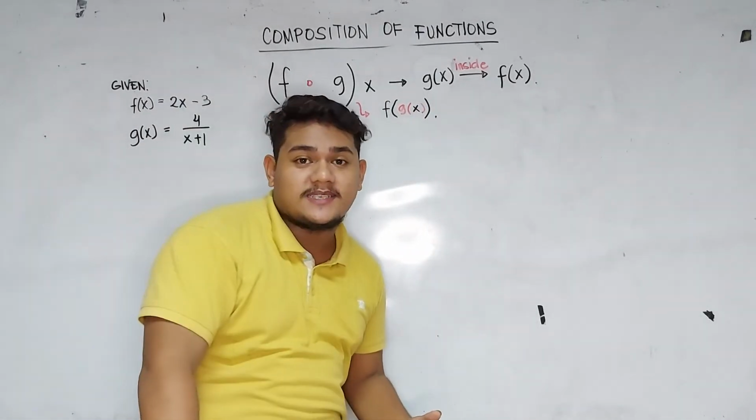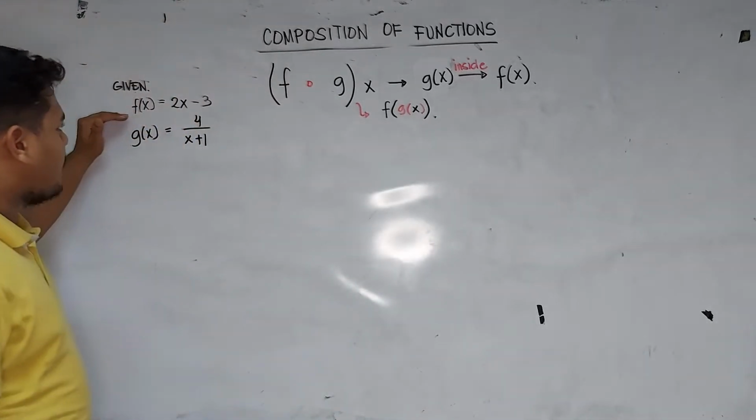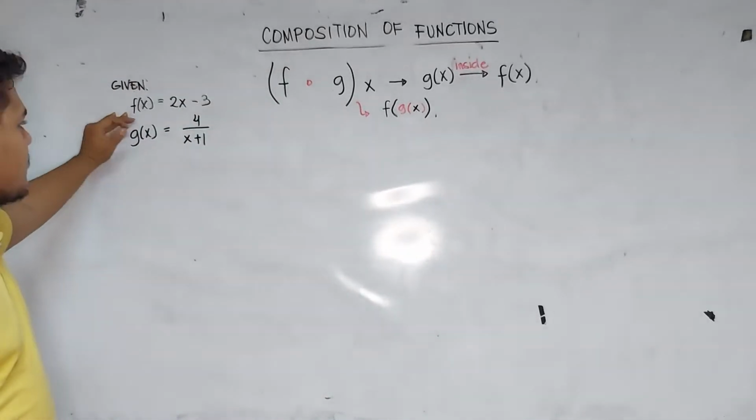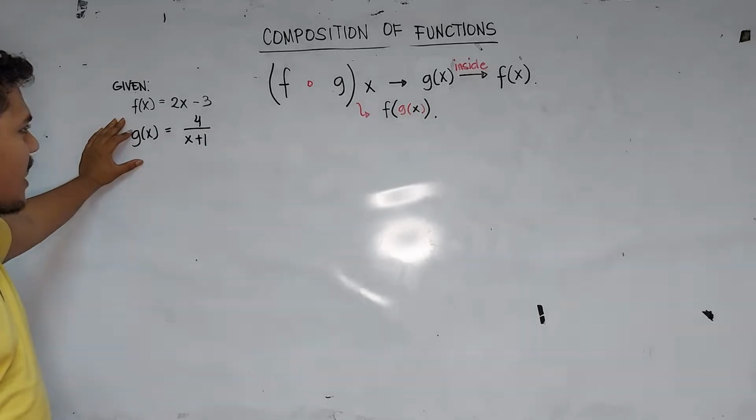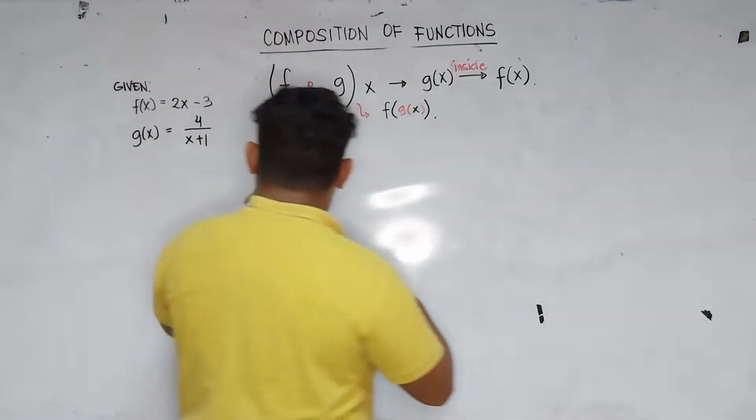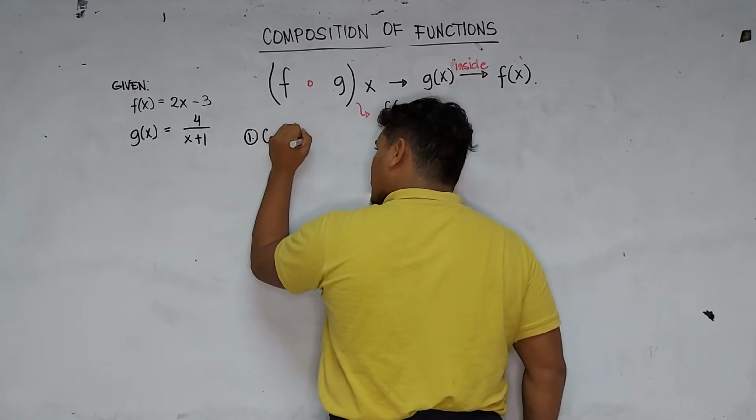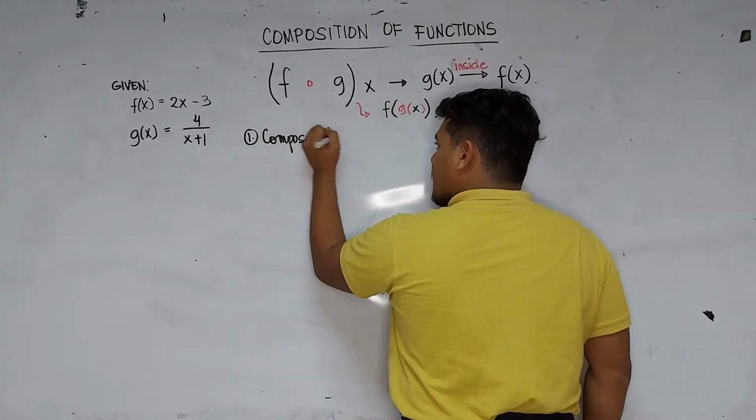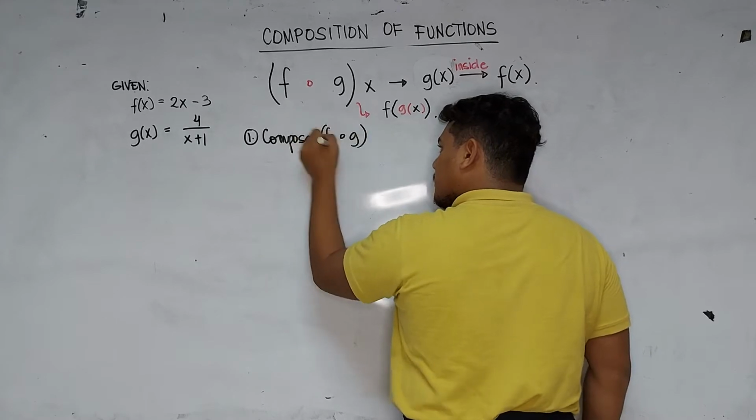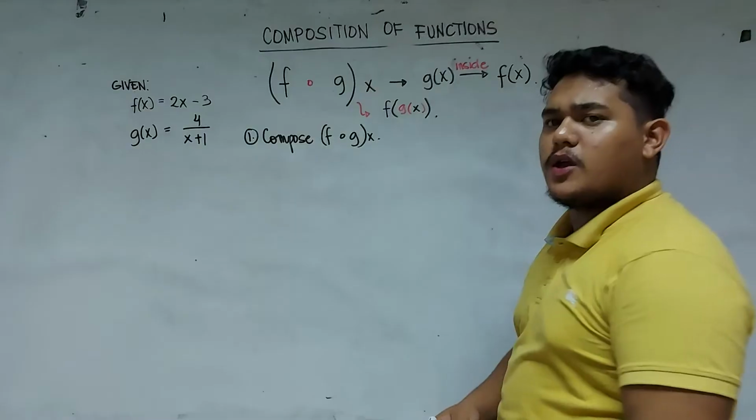Okay, let's try giving it an example. We have our given f of x equals 2x minus 3 and g of x equals 4 over x plus 1. Number 1, compose f composed of g of x. How do we compose that?